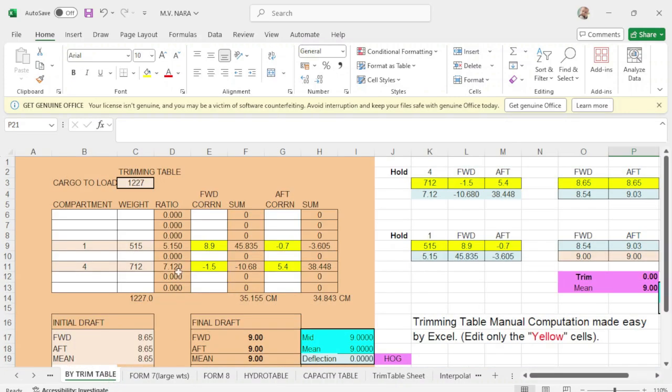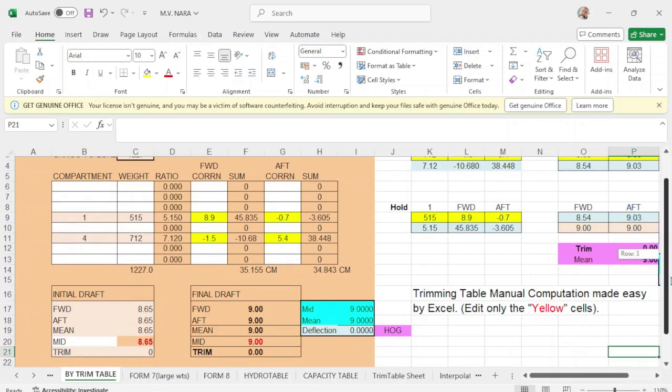So here in hold number 1, forward correction is 8.9, and up correction is negative 0.7. And hold number 4, the forward correction is negative 1.5, and up correction is 5.4. And your draft, you have a draft of 9 meters forward and up, and you have a 0 trim, and you have a 0 deflection here.